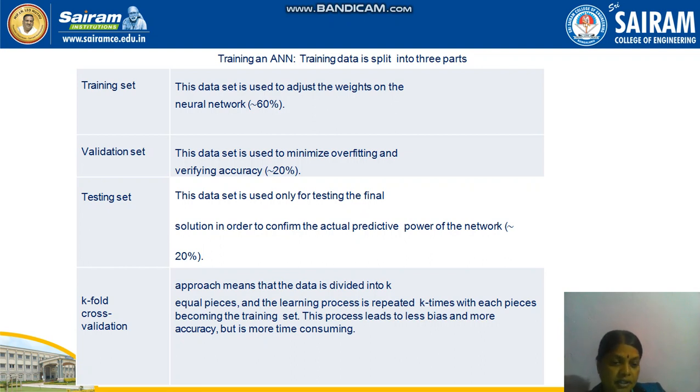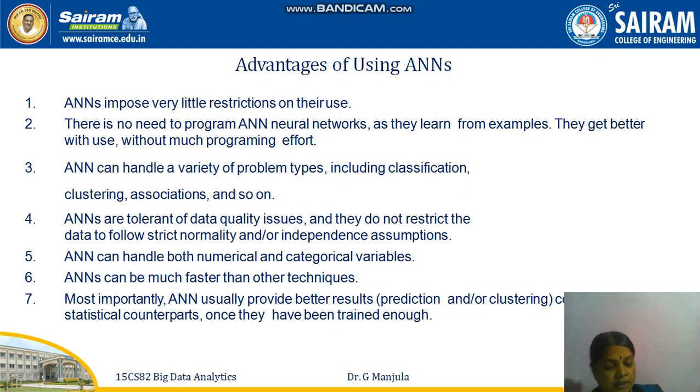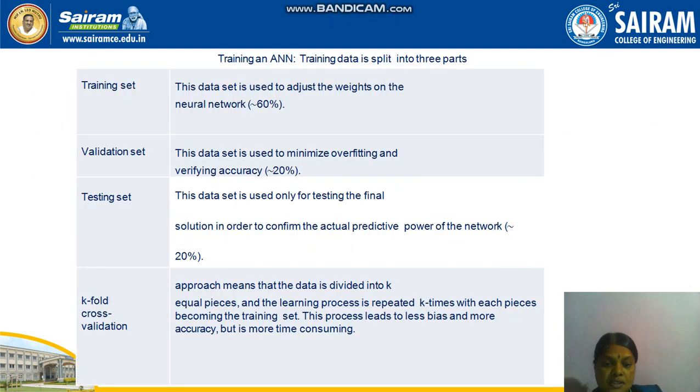First I'll divide, then I will process it n number of times or k times such that each piece becomes a training set. This process leads to less bias and more accuracy, but is more time consuming. Please underline, it is more time consuming. This is called k-fold cross validation.